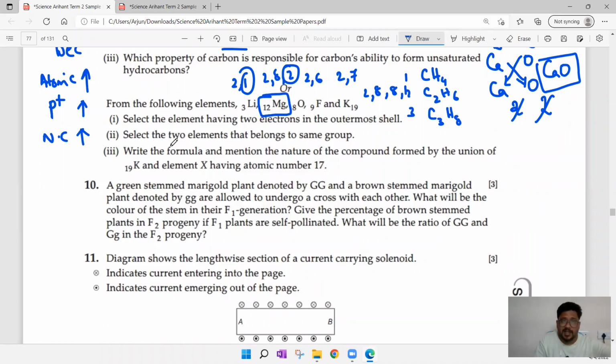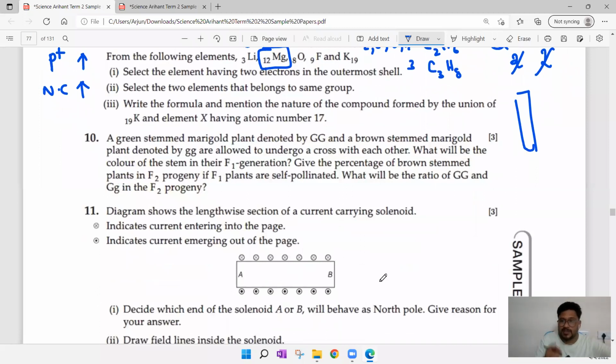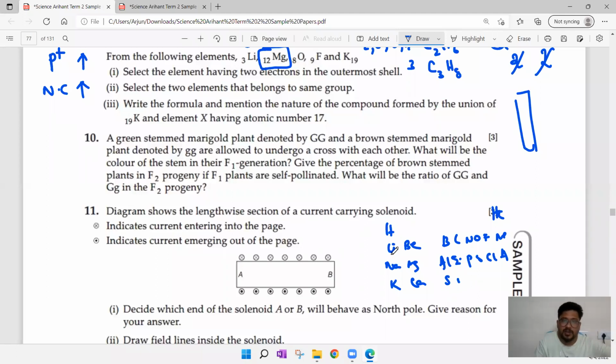Second one. Select the two elements that belong to the same group. Same group means you have to come down. So if you see the placements, that is what I've been telling you in sample papers 1, 2, 3 also. Learn 36 element placements. Hydrogen, helium, lithium, beryllium, boron, carbon, nitrogen, oxygen, fluorine, neon, sodium, magnesium, aluminum, silicon, phosphorus, sulfur, chlorine, argon, potassium, calcium, scandium, okay, you leave this one.